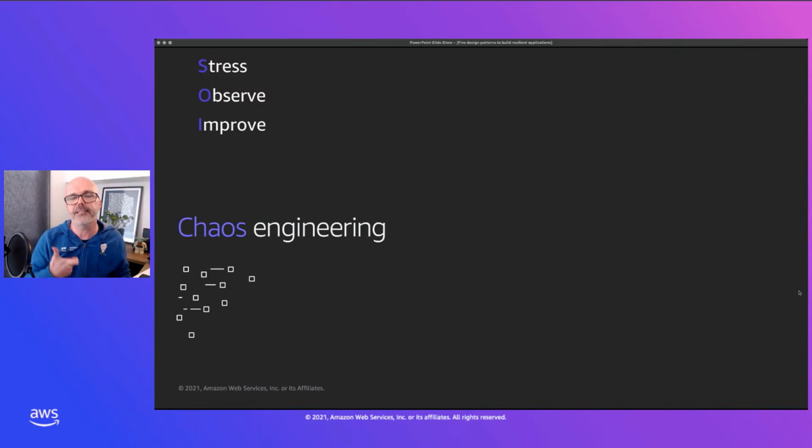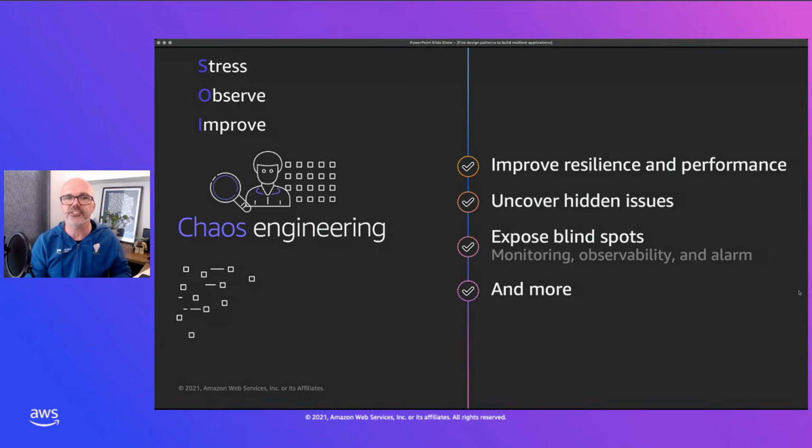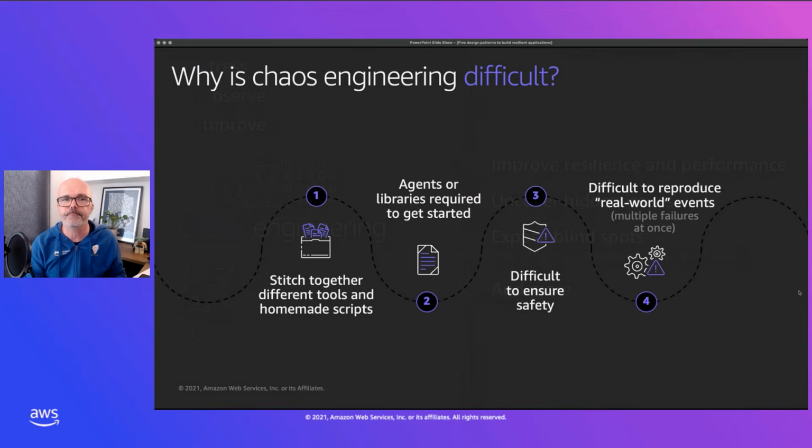So chaos engineering is not only injecting failures into a service or stressing a service, it's also observing how that service is behaving under that stress, and then using that to improve the service. That is inevitably what chaos engineering is all about. It's all about improving the resiliency and performance of your systems by uncovering those hidden issues, exposing the blind spots, or the things you don't know about, and a lot more besides.